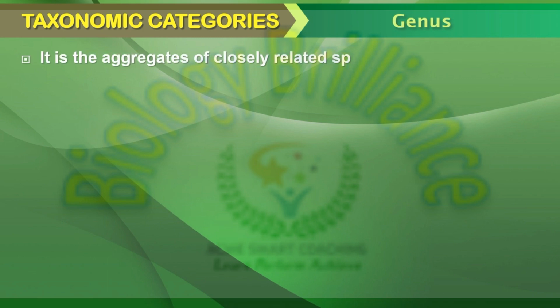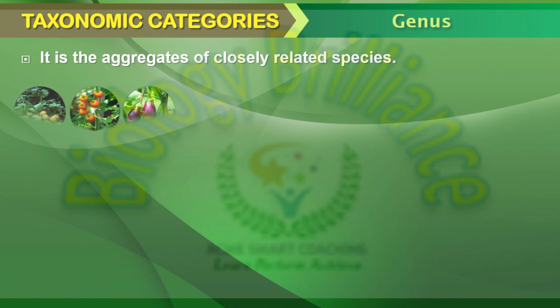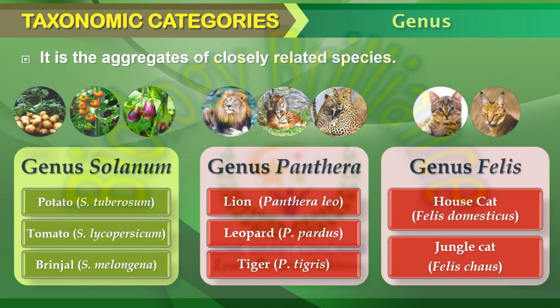For example, Solanum tuberosum, potato, Solanum lycopersicum, tomato, and Solanum melongena, all these three belong to one genus, that is Solanum. So, here Solanum is the genus for these plants. Likewise, Panthera leo, lion, Panthera pardus, leopard, and Panthera tigris, tiger, all these three animals belong to genus Panthera.